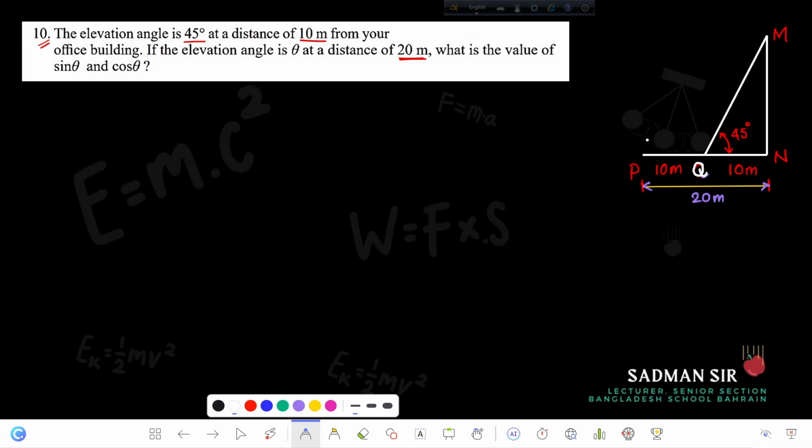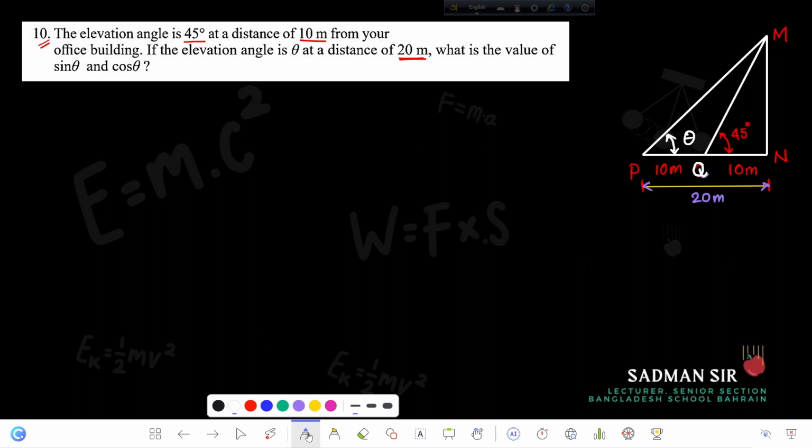So at that point the angle of elevation they have said to be theta. That means this angle is theta now. If I move 20 meter, then it will be theta. So what is the value of sine theta and cos theta? Let us try to find out.